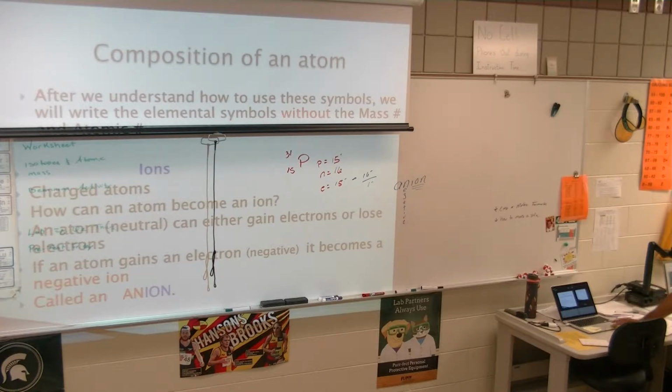So again, in this field of chemistry, for this first semester or trimester, there are a lot of new terms. It's like a new language. So make sure you're keeping track of vocab and the terms that we're using.